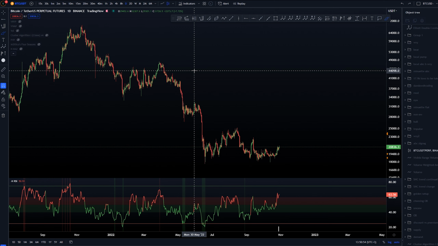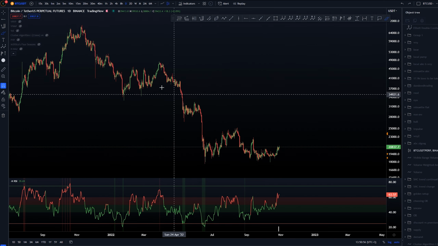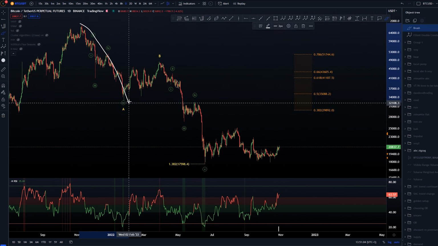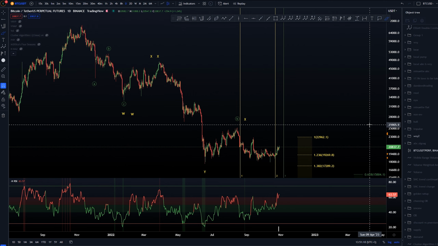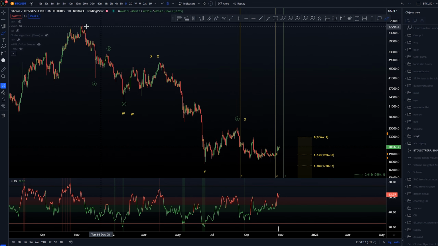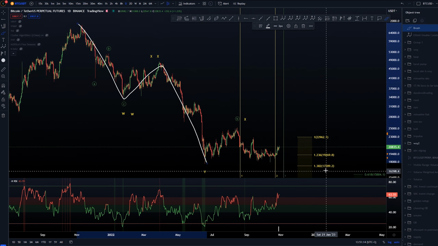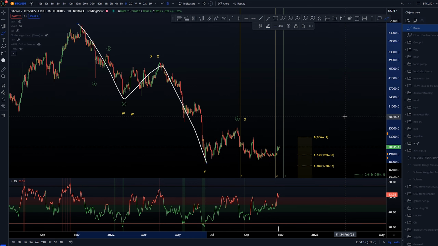Starting here on the daily time frame and looking at these higher time frame structures first, where I do think that we have had a three-way structure from the 69k highs. The overall idea was that we had a three-way structure here, whether it's an ABC or a WXY, like I have it on this count, does not really matter. The overall structure, in my opinion, is best to look at with the three-way structure in mind.